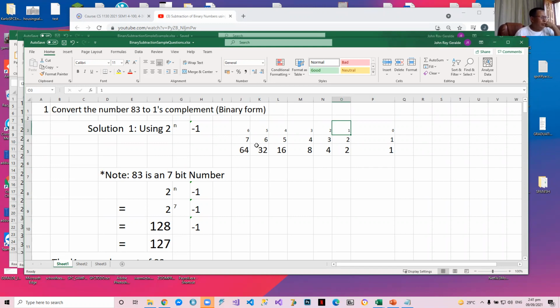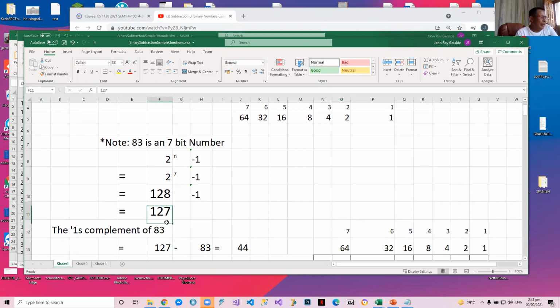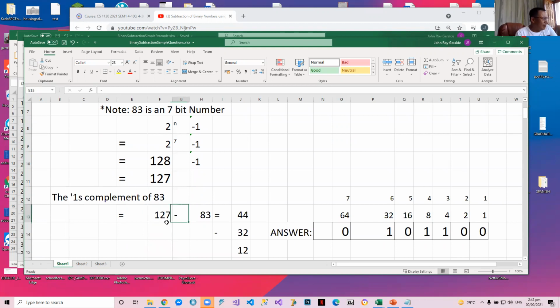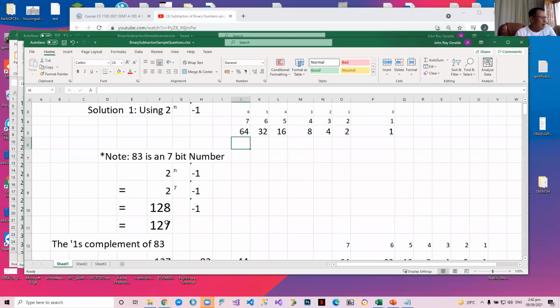Now, what's one way to convert to one's complement? The next power of 2 from 83 is 128, right? So the maximum number at 128 is 127. Do you follow? So the one's complement of 83 is 127 minus 83, which is 44. If you look at the binary table, it's 32 plus 8 plus 4. Now 32 plus 8 is 40 plus 4, that's 44.